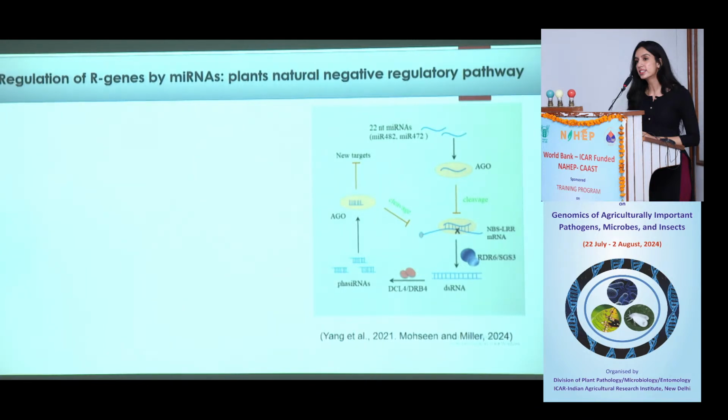genes. And after the breakage of these NLR genes, the corresponding siRNAs, which are produced after the breakage, again lead to systemic silencing in the whole plant system.